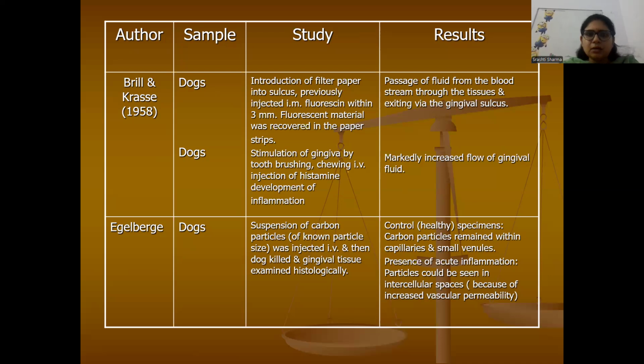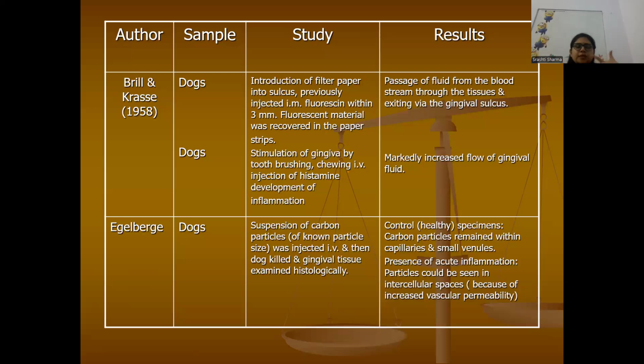So they did another experiment in which the samples were dogs only. Stimulation of the gingiva by toothbrushing, chewing, IV injection of histamine, and development of inflammation. So the results were a markedly increased flow of gingival fluid.